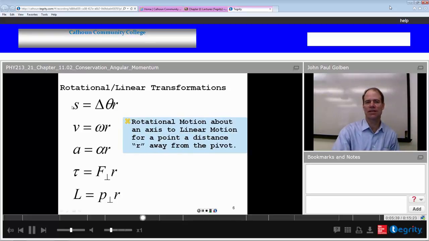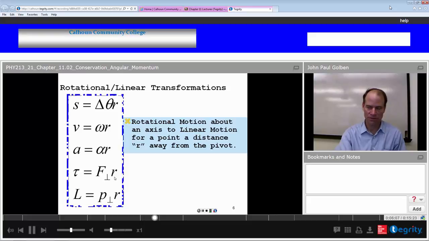Here are our rotational to linear transformations. A linear displacement along an arc is equal to the angular displacement of the arc times the radius of the arc. Linear velocity is equal to the angular velocity times the radius. Linear acceleration is equal to the angular acceleration times the radius to that point from the pivot. Torque is equal to the perpendicular force times the radius to that point. And angular momentum is the perpendicular momentum times the radius to that point. These are all rotational to linear transformations.